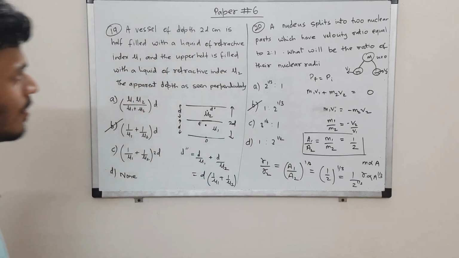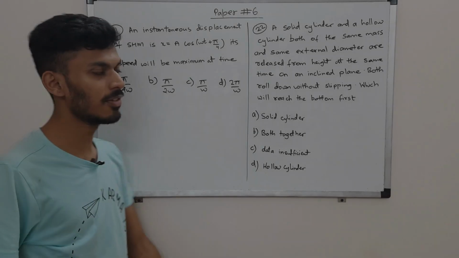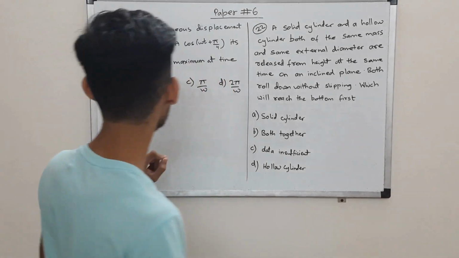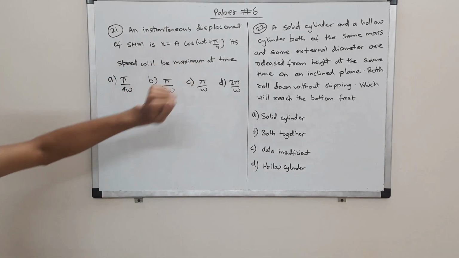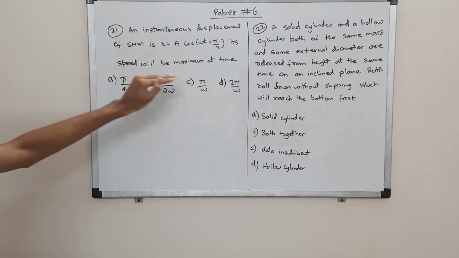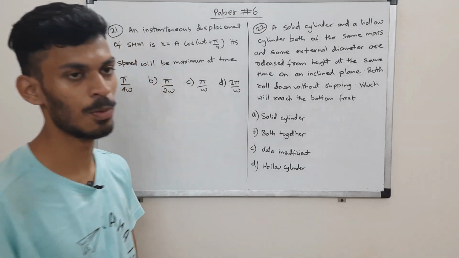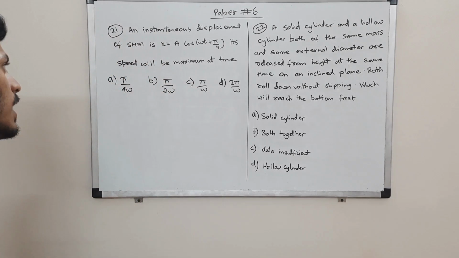Over to the next question, 21 and 22 over here. In question 21, we are given the displacement equation of an SHM. You are supposed to tell at what time its speed will be maximum.